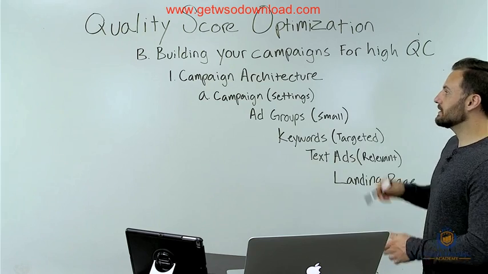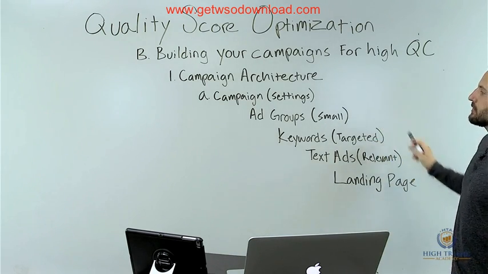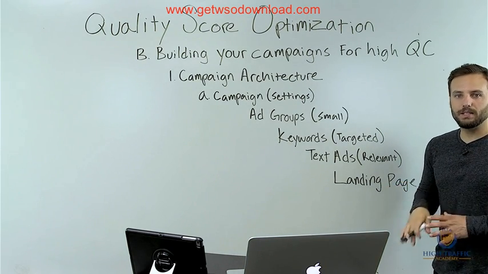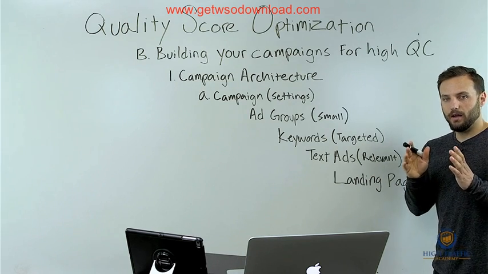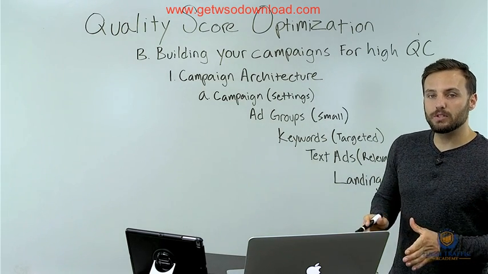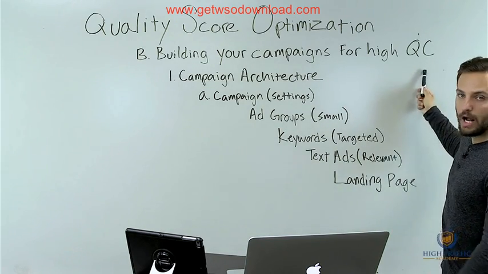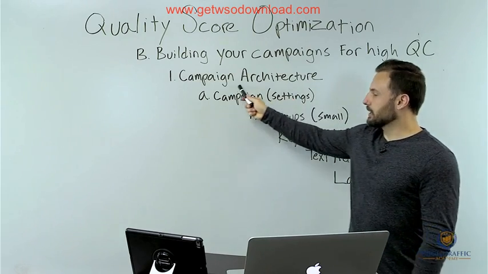So we're going to go over an overview, and I'm going to assign rules to each of these so that you can understand. So get your pen and paper out, get your laptop ready, take notes, and put this on paper so that you can remember this when you're setting up all of your campaigns. So building your campaigns for high quality score starts with your campaign architecture.